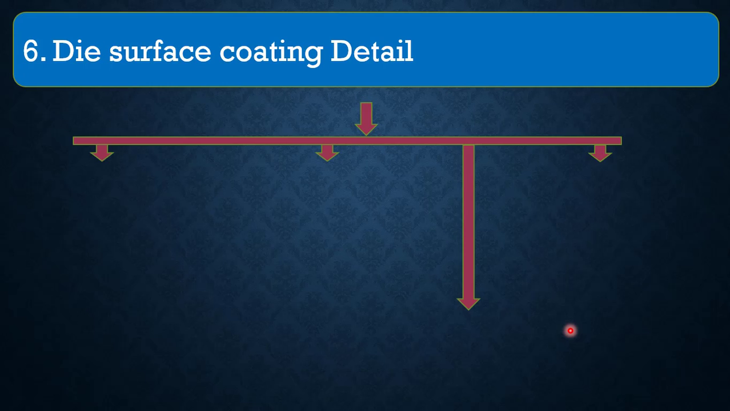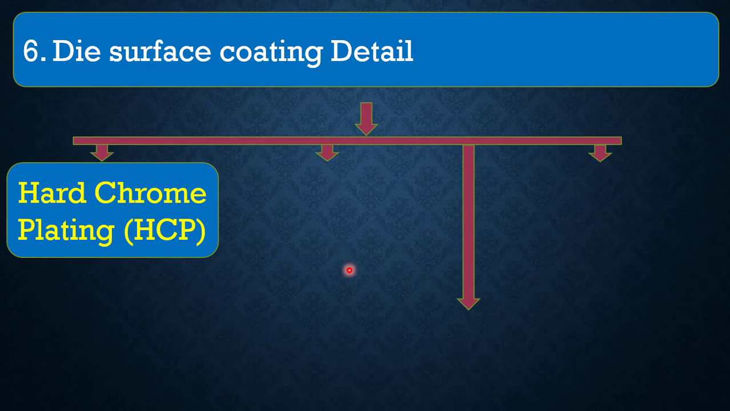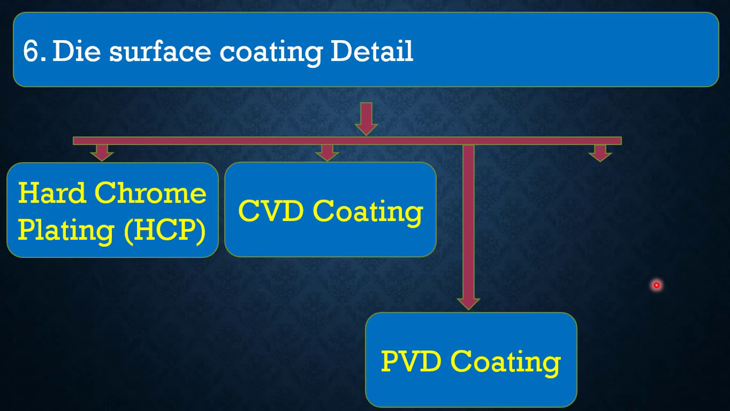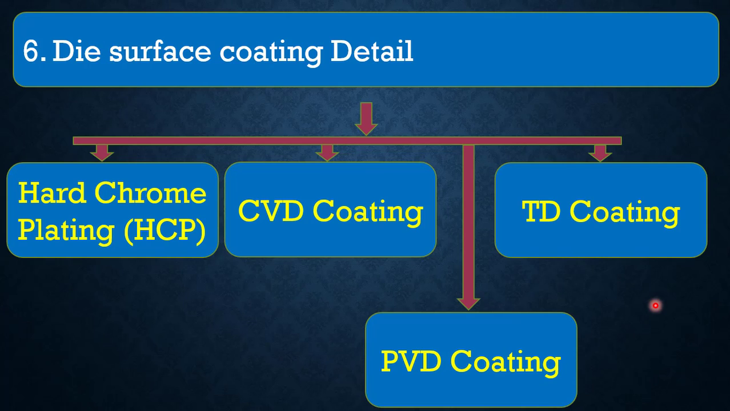Number 6, die surface coating details. Surface coatings are important when the die volume is more, as well as when we need to prevent defects related to die surface roughness and even enhance cutting life. I have categorized them into 4 types of coatings. Number 1, hard chrome plating. Number 2, CVD coating. Number 3, PVD coating. And number 4, TD coating. I will take each and every coating method in the future with a separate presentation.